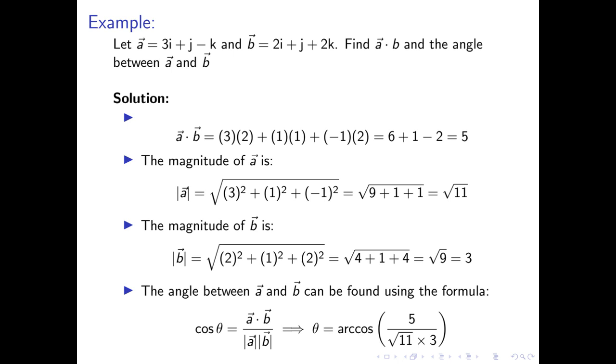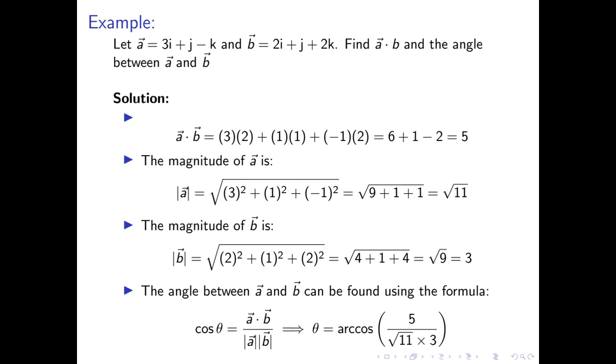The question says, let vector A be 3i plus j minus k. This is a three-dimensional vector. And vector B is also three-dimensional, 2i plus j plus 2k. Find A dot B, that is the dot product between A and B. Also, find the angle between vector A and vector B.